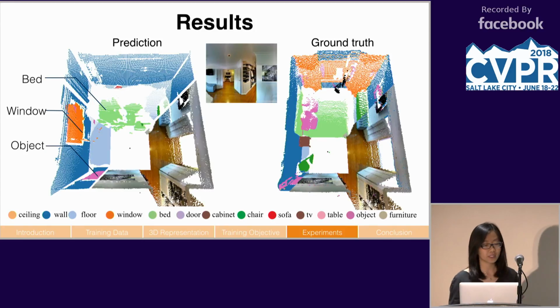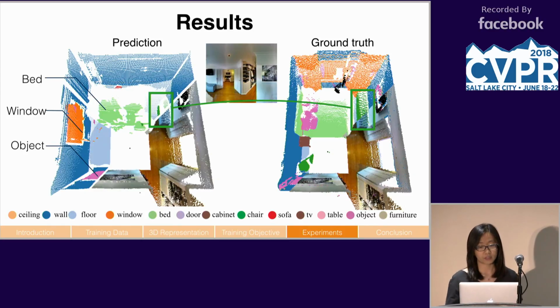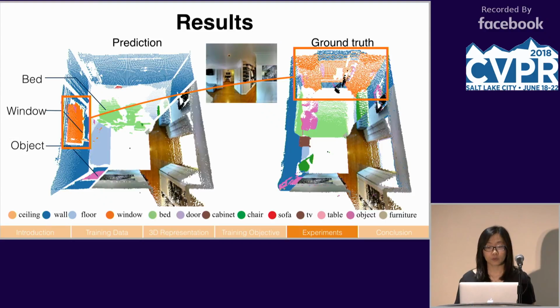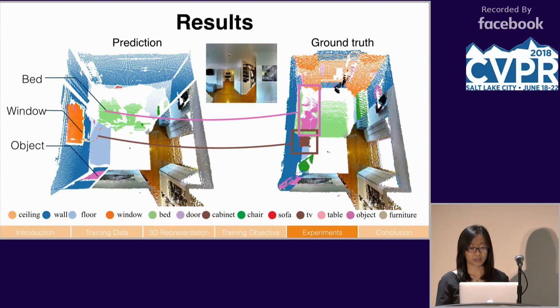So from these prediction results, we can see that our network is able to predict the correct location of a bed as well as the partially observed chair. Our network is also able to correctly predict the existence of a window, however, with a very different location compared to the ground truth. On the other hand, our prediction also misses several objects, such as the pillows and the nightstands.